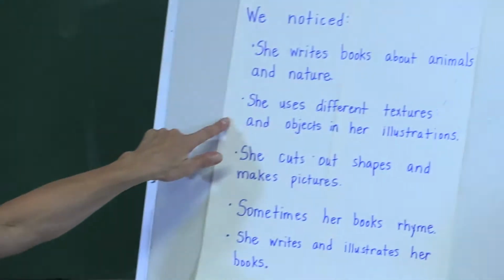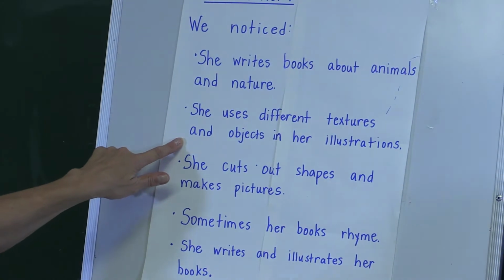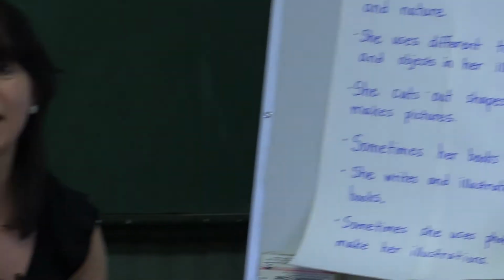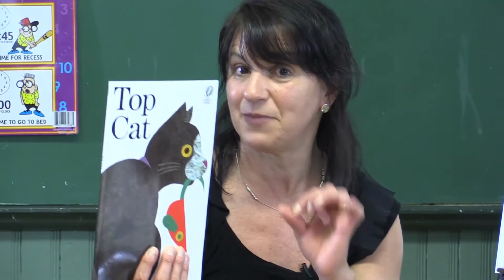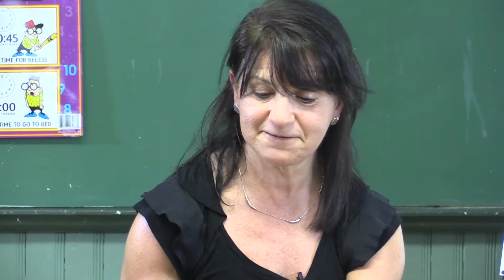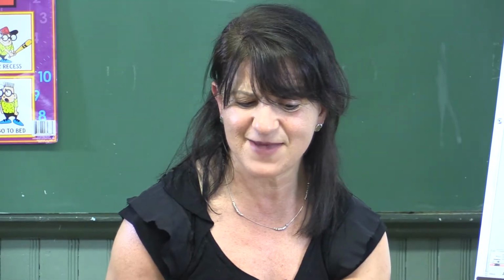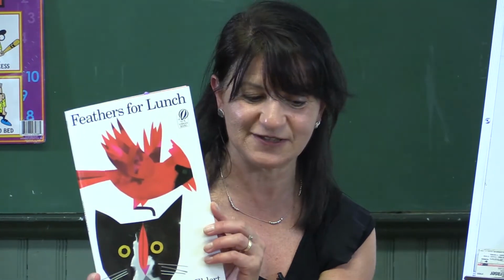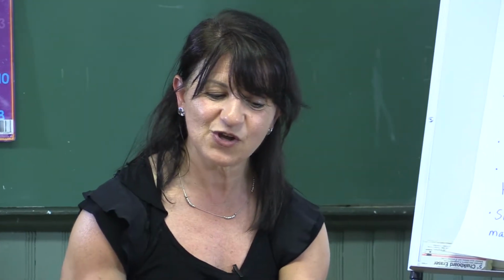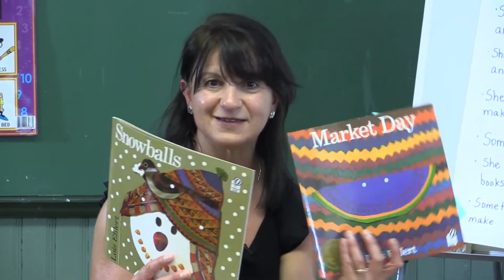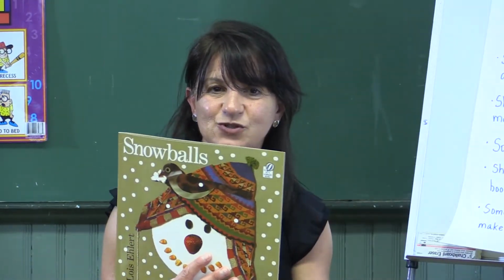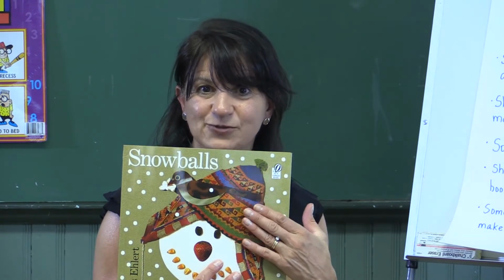She uses different textures and objects in her illustrations. Remember, like Top Cat, she just used cut up paper that she had painted. Mole's Hill, she did the same thing. And actually Feathers for Lunch, she did the same thing. But with Snowballs and with Market Day, she used actual materials and objects.